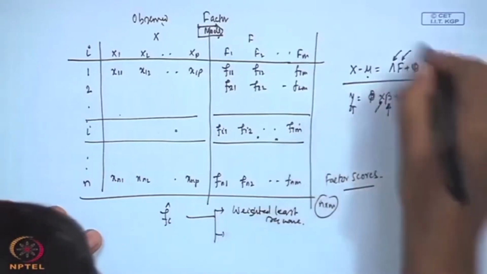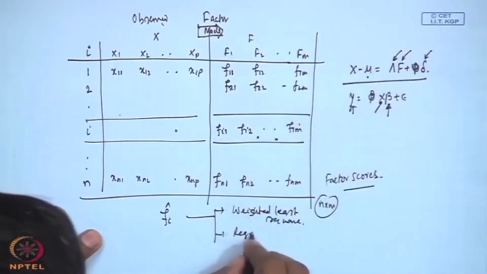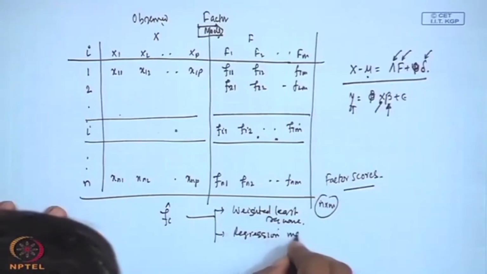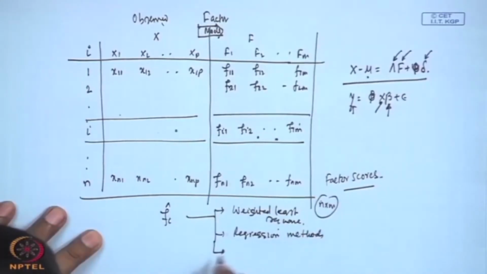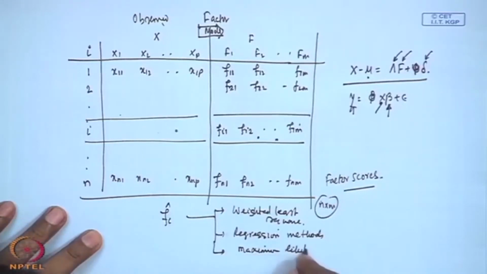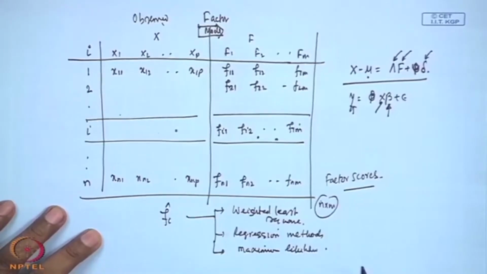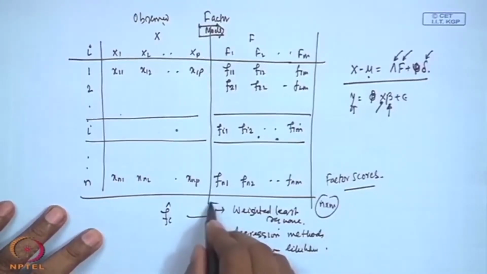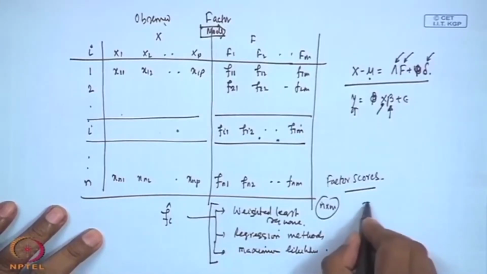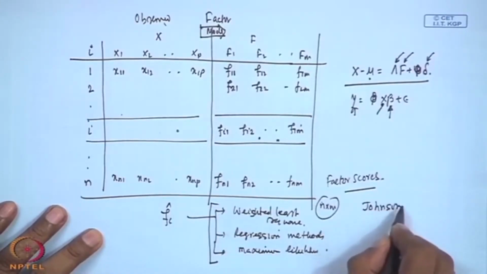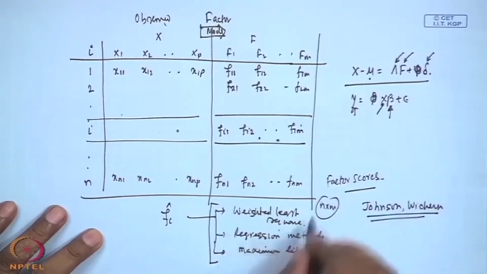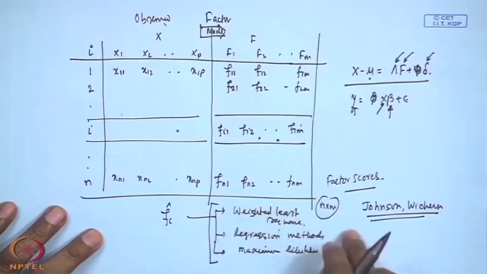You can go by, as it is a regression-like equation, regression methods you can use, and maximum likelihood methods are there also. So, several methods are there, and if you go through good books like Johnson and Wichern, Applied Multivariate Statistical Analysis, these three discussions are given on how to go for these factor scores. Okay.